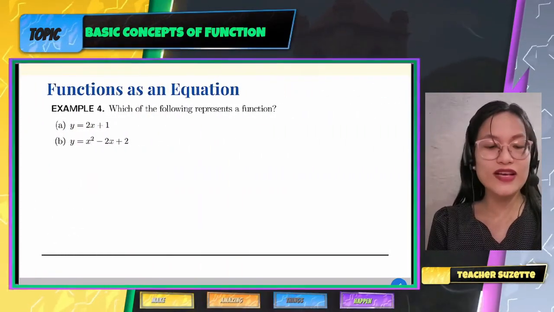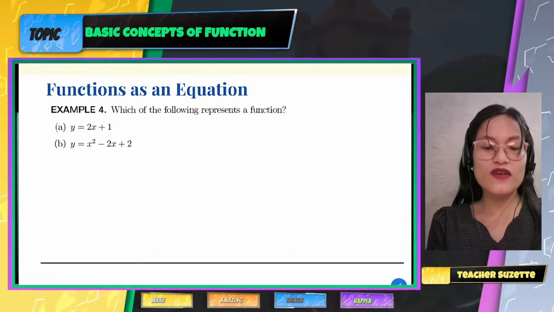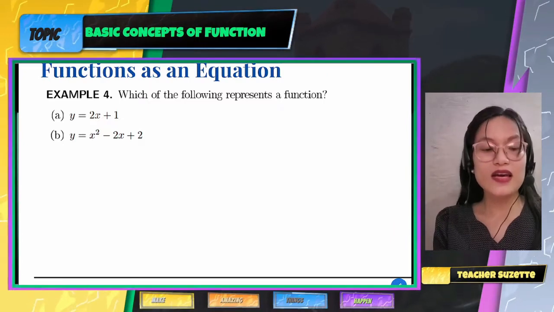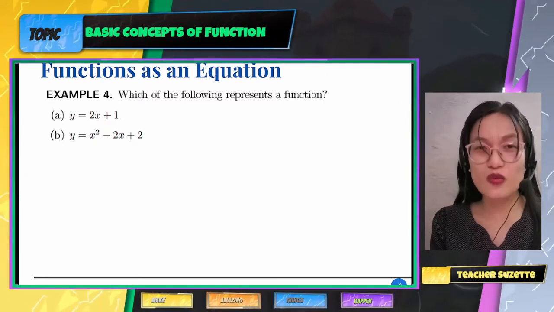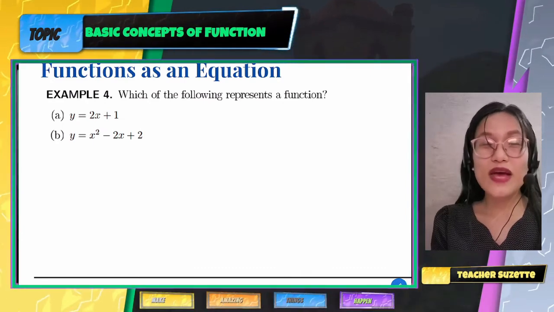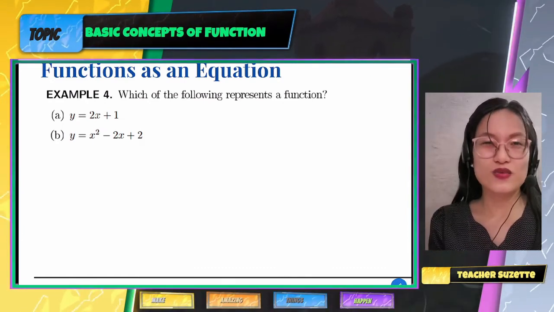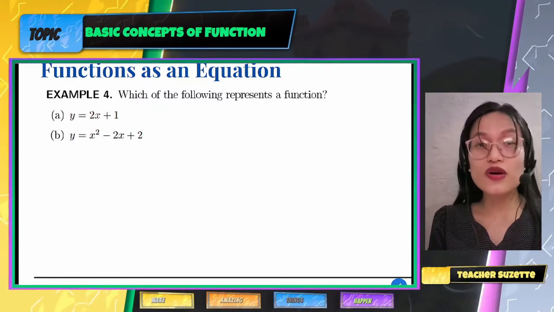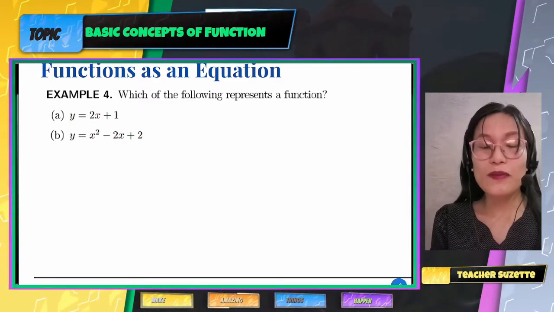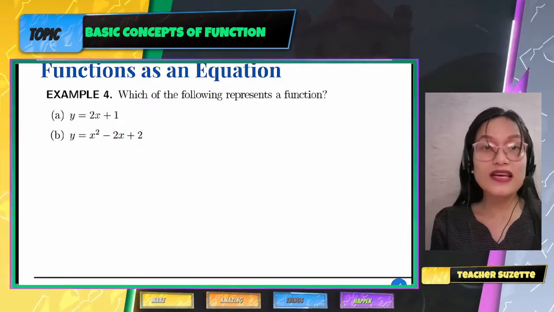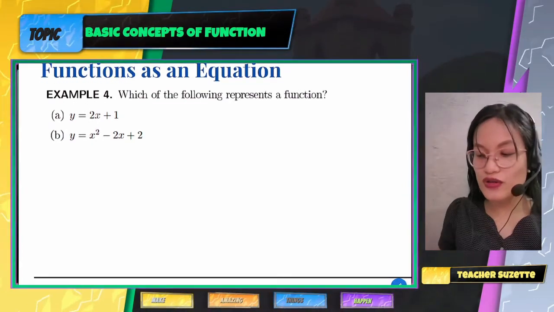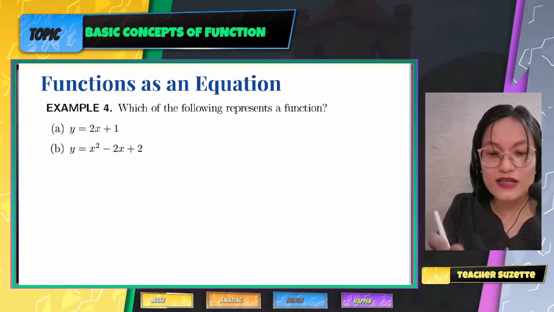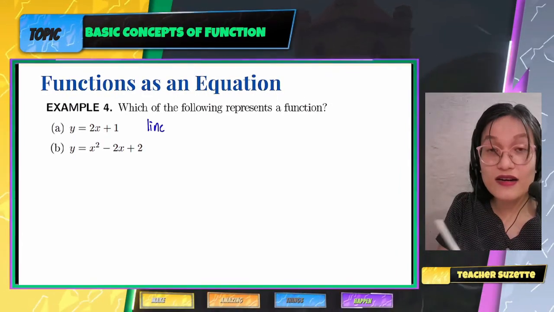So, we have example number 4, which of the following daw represent a function. We have letter A, y is equal to 2x plus 1, and letter B, y is equal to x squared minus 2x plus 2. So, kung natatandaan nyo, na-mention tong dalawang equation na to doon sa ating last video. Particularly, yung ating letter A is the linear function. So, the graph of the linear function is a straight line. 'Di ba? So, this is a graph of a linear function.